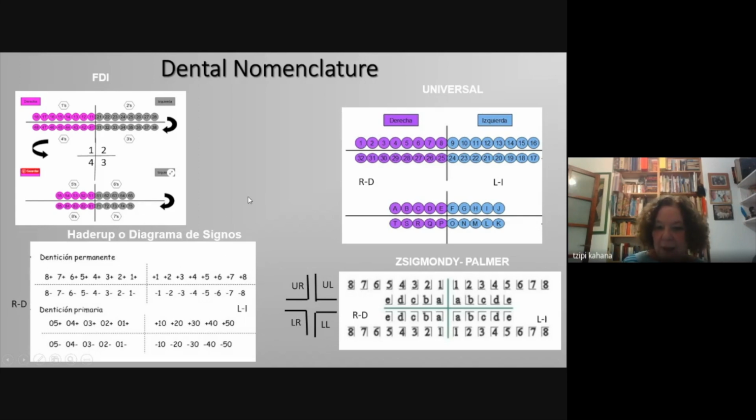Just to give you one last example, there are more systems, but the Haderup system also utilizes numbering 1 to 8 in each quarter, but then to indicate it is the maxilla, they'll write a plus sign, and to indicate it's mandibular, they'll write a minus sign. And then to indicate if it's the right or the left, it depends if the plus or the minus is located to the right or to the left of the number. It's a little bit more complicated, but the Scandinavians like this system.